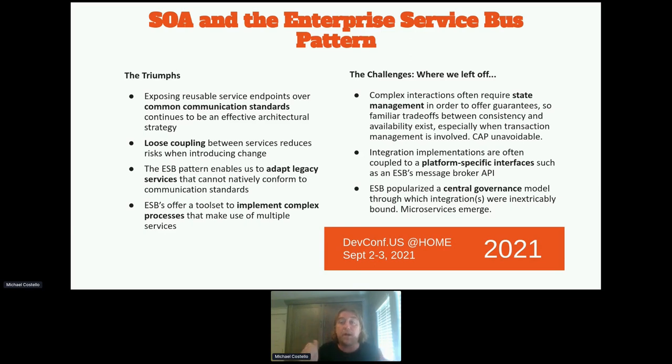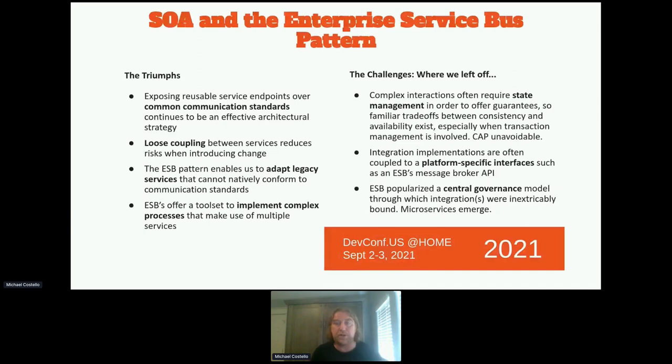Integration implementations were often coupled to platform-specific interfaces. So as we saw with the JBI standard from Enterprise Java that was retired quite quickly, or a precursor to Camel, ServiceMix's normalized message router, these things were very, very specific. The implementations were very specific to the appliance that you were using. What this inevitably meant was that I was bound inextricably to the APIs that my tooling was presenting. And it ended up being quite a bad place to be, because maybe those things didn't really accommodate my needs.